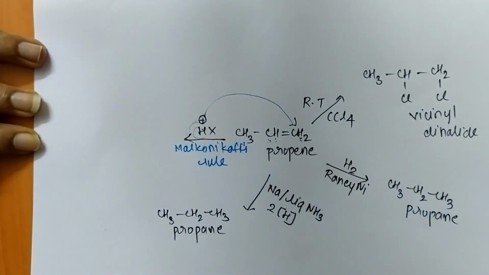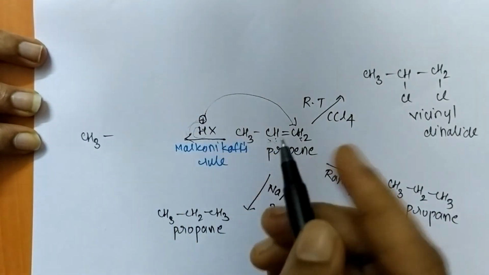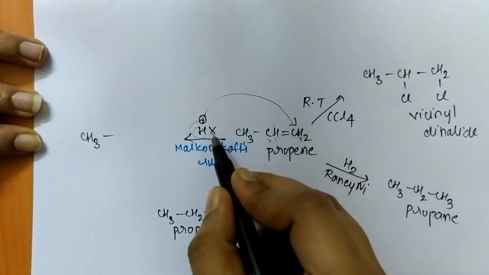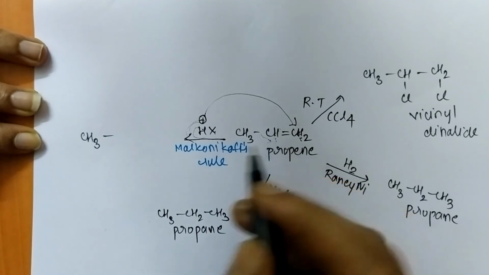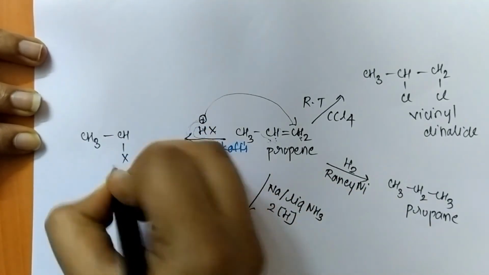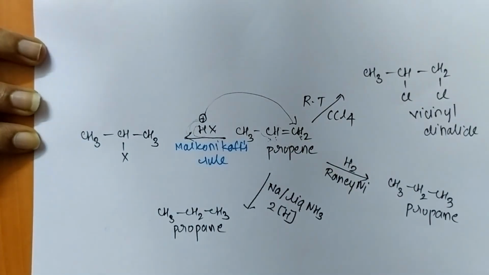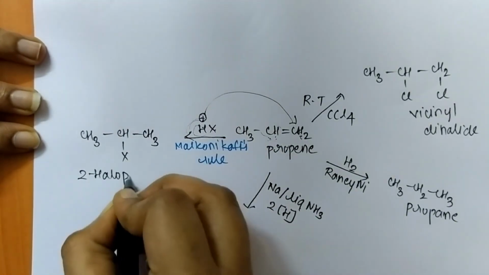So therefore we are going to get this product as CH3. Since this positive part is going to get added here, of course the X is going to get added to this carbon atom. So therefore we get CHX and CH3. So we are going to get 2-halopropane.